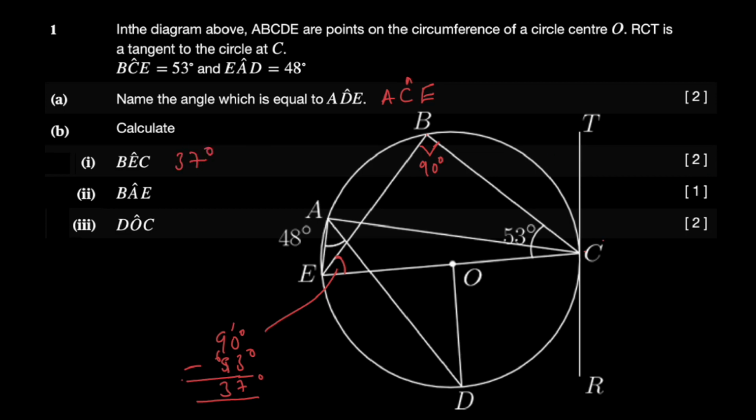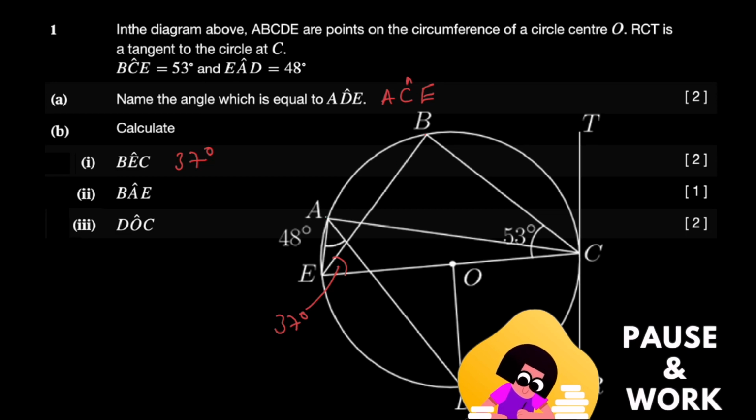I'm going to wipe off everything again, and then we'll input 37 on BEC. So BEC will have 37 here. This one is equal to 37, just so we don't forget. Afterwards we calculate BAE. So it's B, then A, then E.